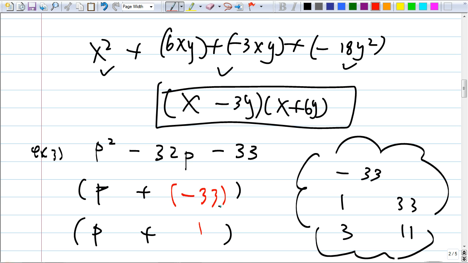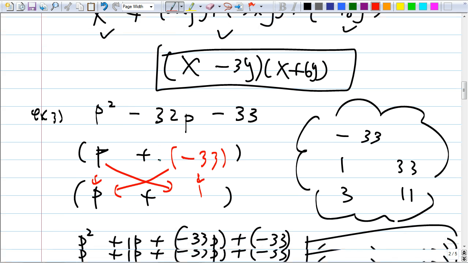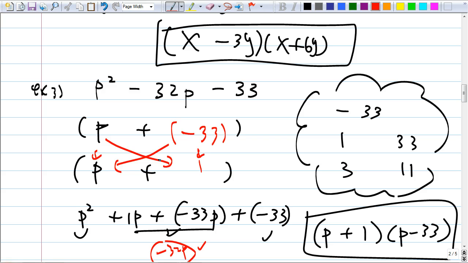So, do you think we should check? Of course. What's p times p? P squared. Okay. And what's negative 33 times 1? Negative 33, which is what we wanted. Now, we have to check p times 1, which is p. What about negative 33 times p? Does that give me negative 32p? Yeah, there's my check. Any questions?